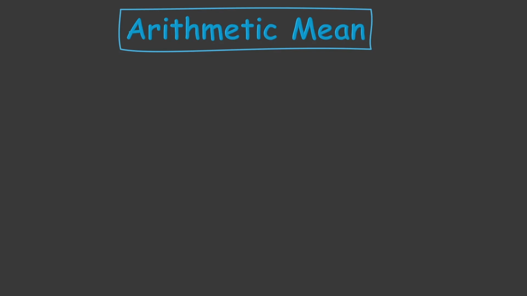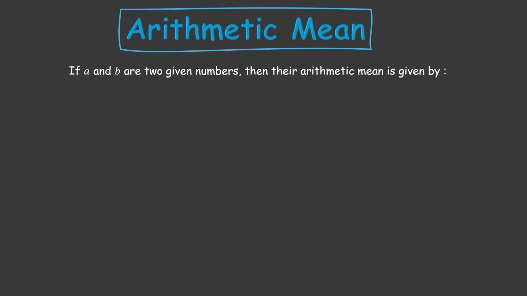Hello everyone. In this video, we are going to talk about arithmetic mean. If a and b are two given numbers, then their arithmetic mean is given by x, which is equal to (a + b) divided by 2. Let us understand this through a geometric representation.